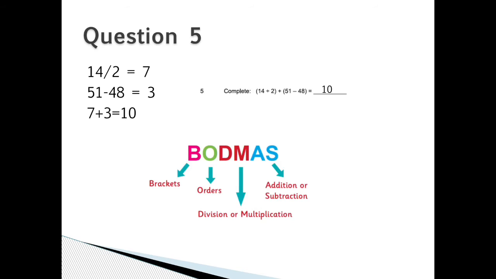Question 5. Complete. Brackets 14 divided by 2 close brackets plus brackets 51 minus 48 close brackets. It's important to follow the BODMAS rules. So it's brackets first, order second, division and then multiplication, and then addition or subtraction. So 14 divided by 2 is 7 and 51 minus 48 is equal to 3. 7 plus 3 is equal to 10. So your correct answer is 10.